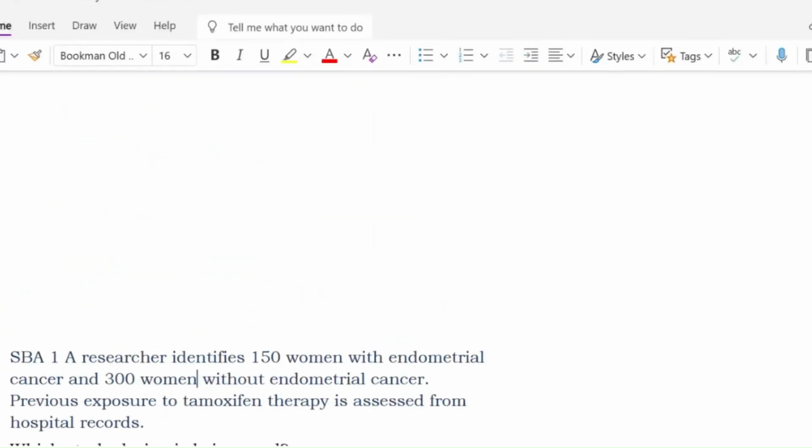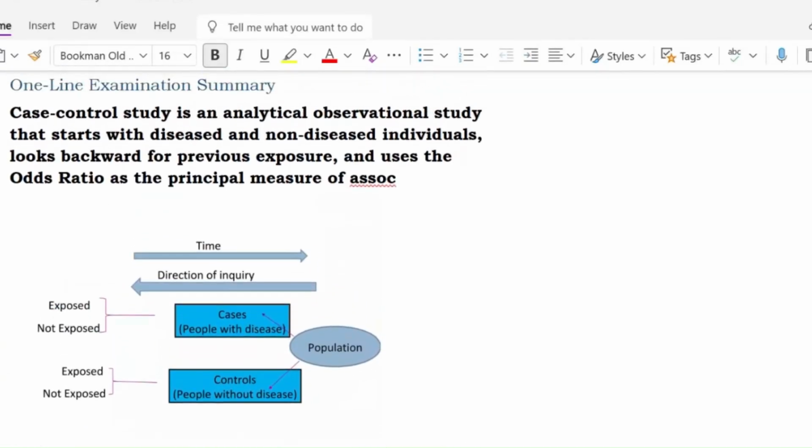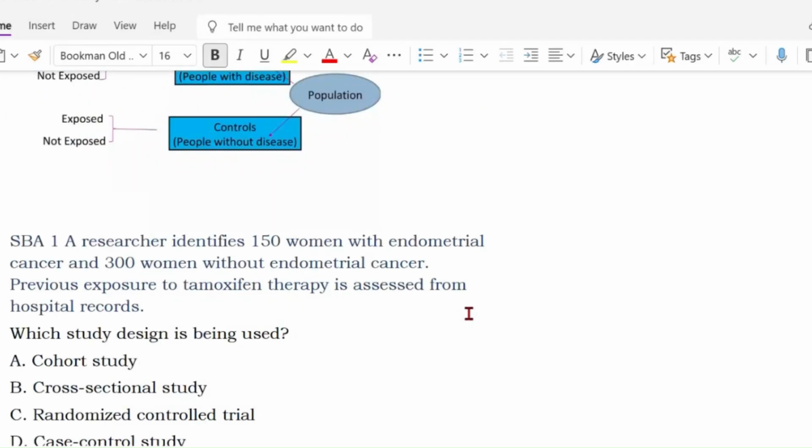So just one line summary for the case control. Case control study is an analytical observational study that starts with the disease and non-disease individuals, looks backward for previous exposure, and uses the odds ratio as the principal measure of association. Okay, so please keep in mind it measures the odds ratio as a principal measure of the association. So direction is backward. We select the population having the disease and non-disease population, and we look for the exposure in both the groups. Okay, so here we finish with the case control study.